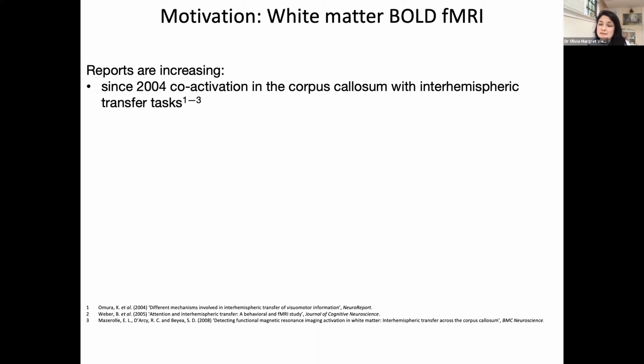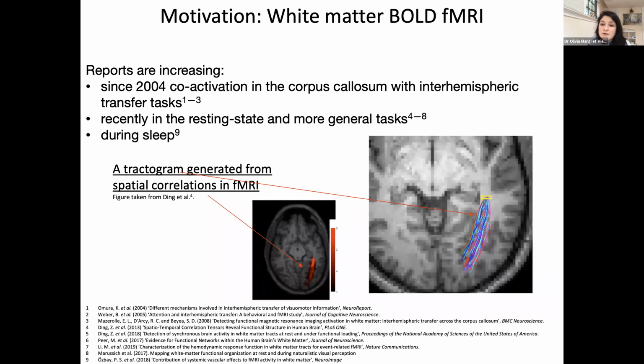The motivation behind this analysis is the topic of white matter BOLD fMRI, which is strongly debated in the community. Already 15 years ago, the first BOLD signals were reported in the corpus callosum with interhemispheric transfer tasks. The number of reports is increasing, and many results might be relatable to fiber-vascular coupling. I would like to point out this study by the Gore group that derived fiber tractograms from spatial correlations in resting state fMRI data. So this was entirely produced from fMRI data, no diffusion imaging.